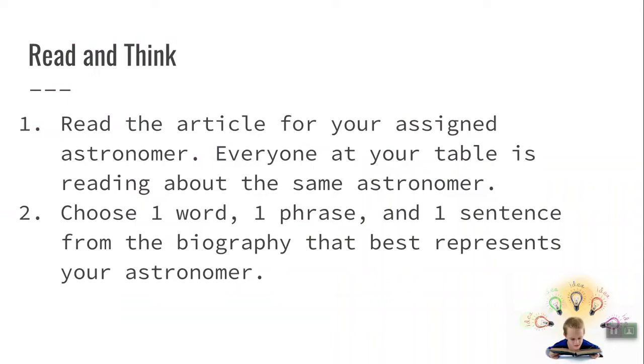You're going to be reading silently to yourself. As you're reading, you want to choose one word, one phrase, a phrase is like 2 or 3 or 4 words, and one complete sentence from the biography that you think best represents your astronomer. You're not making up this word, this phrase, and this sentence. You're pulling it from the reading that you're doing. You can either just keep that word, phrase, sentence in your mind, or you could write it down on a piece of paper, or you could write it down in your learning log so that you're logging that in.